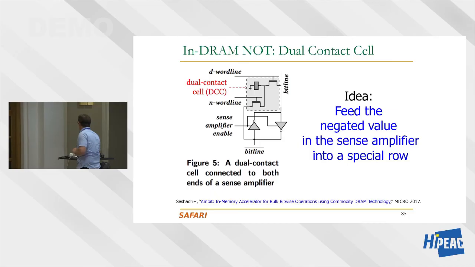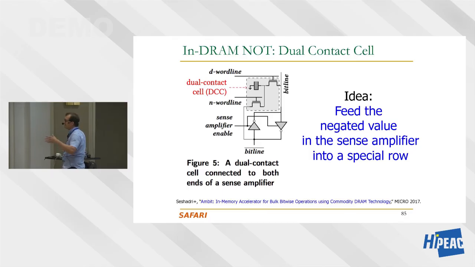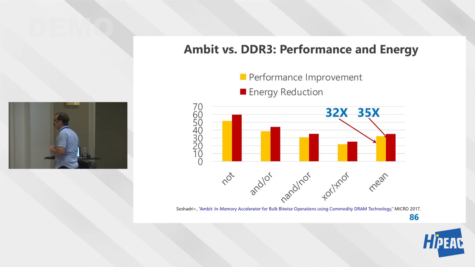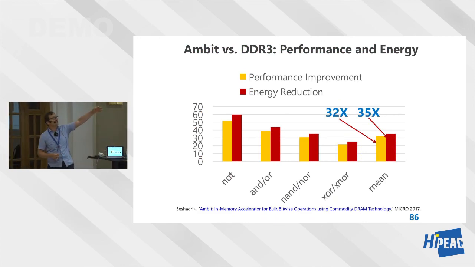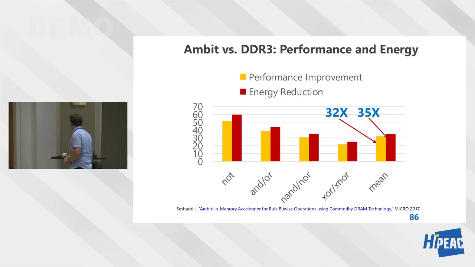So we add a little bit more logic into DRAM so that we can feed the negated value. Whenever you activate a row, the complement of the value is on the other side of the sense amplifier because of the way the sense amplifier operates, and we connect it back to this dual contact cell. Again, I don't want to go into the details here. This introduces a little bit more area cost, but you can do NOTs in DRAM with little modifications as well. And what is the benefit? In the end, you get significant performance improvement and energy reduction compared to doing this in the CPU. So NOT is actually the fastest. You can do AND and OR, you can do NAND and NOR by Boolean logic essentially. And you get significant performance and energy improvements.